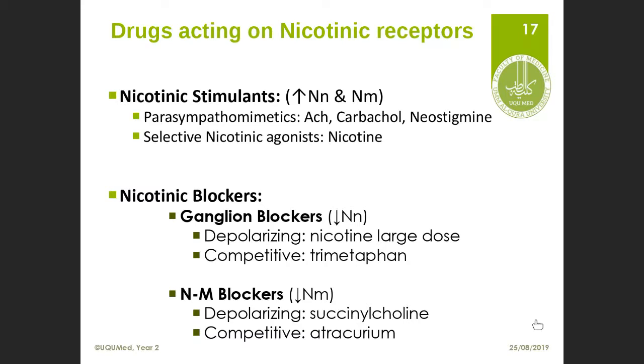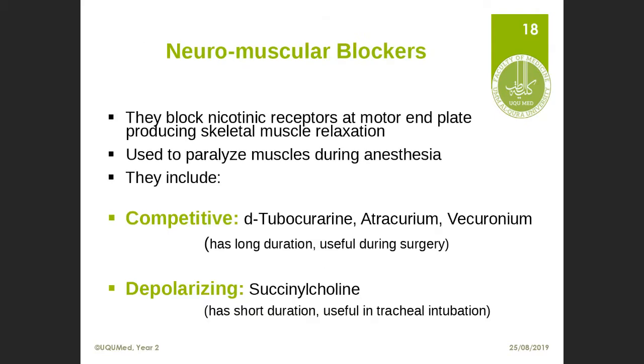Okay, after that we will see what the neuromuscular blockers are actually used for. In the next slide, neuromuscular blockers block nicotinic receptors. Now you are most clear. Are neuromuscular blockers selective agonists or antagonists? They block nicotinic receptors at the motor end plate, producing skeletal muscle relaxation.